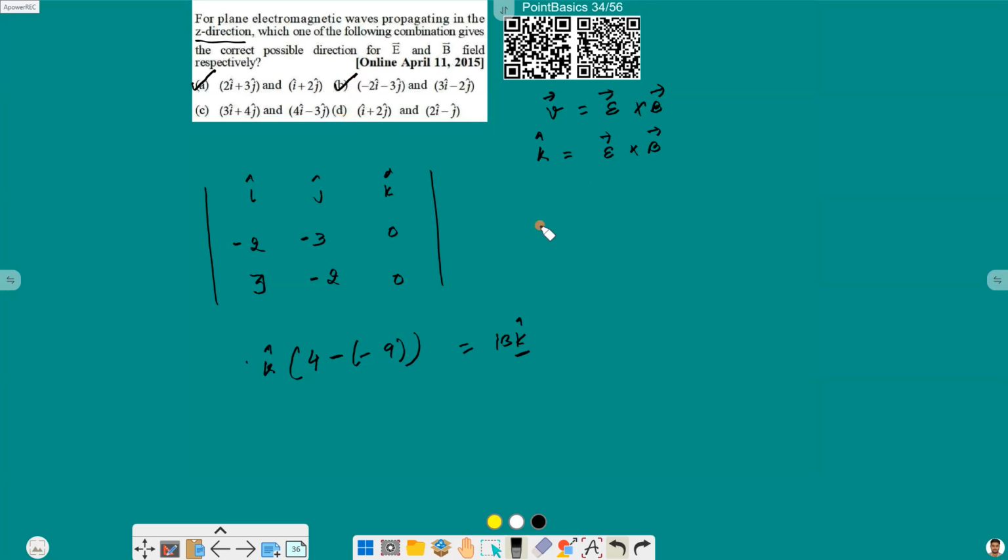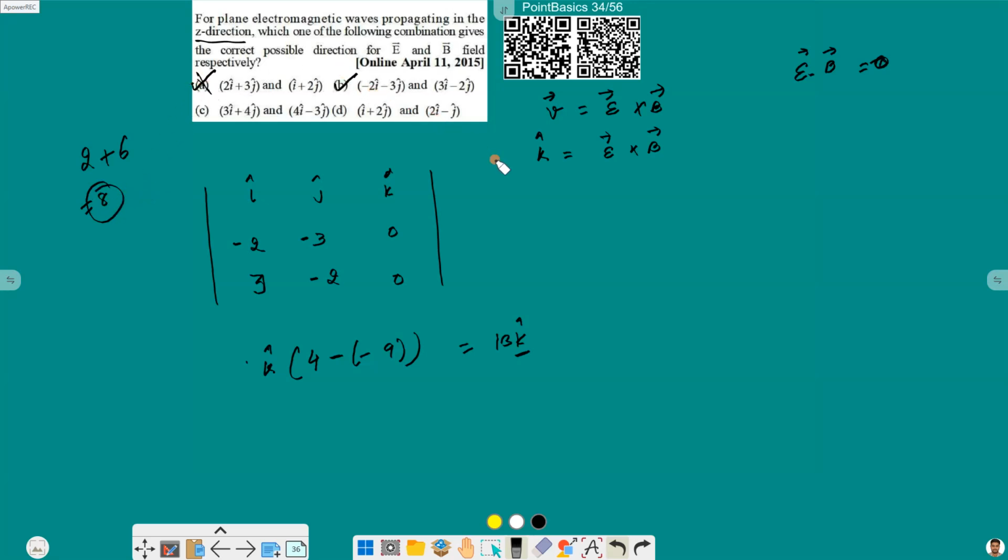We have to look for another criterion also, and that criterion is E dot B should be 0. For electric and magnetic field, both are perpendicular to each other, so their dot product should be 0. Now we are only checking the cross product, so let us also look via dot product. For the first one, dot product will be 2 into 1, that is 2, plus 3 into 2, that is 6, so that will give us 8. So dot product is not 0, so option A is cancelled.